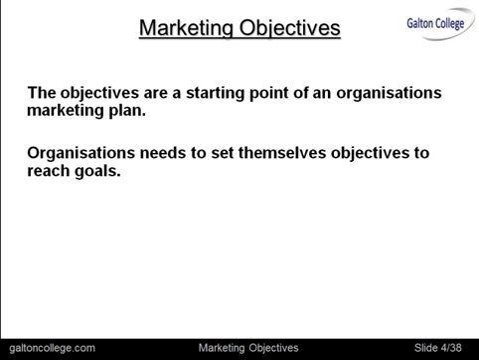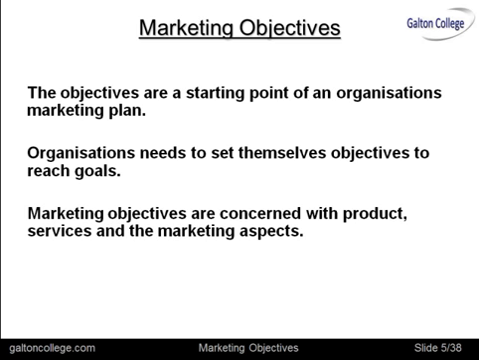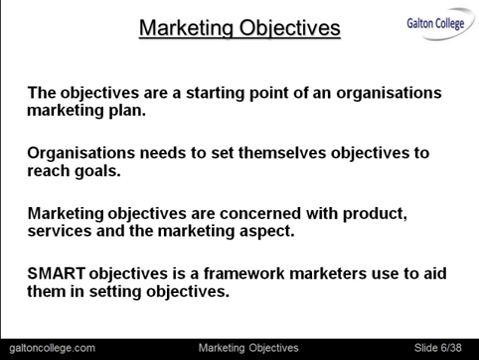It's the objectives that give the marketing plan a sense of direction, gives it a focus. Without them, it would not be consistent. It could even be contradictory. Marketing objectives are concerned with product, services, and the marketing aspects of the business. So it's important that the objectives are clearly stated and understood by all involved.